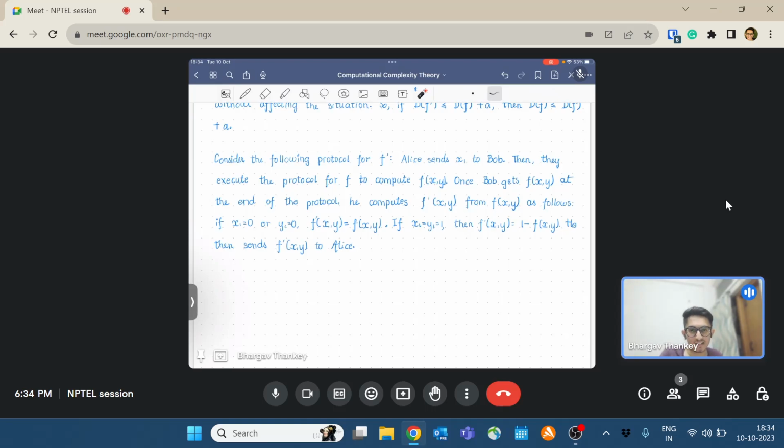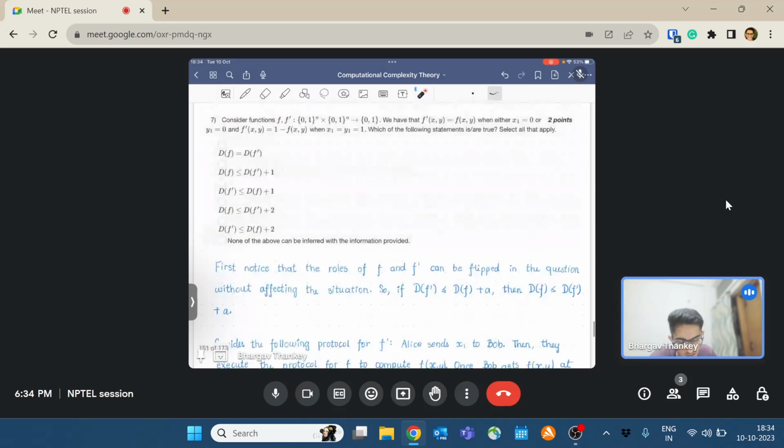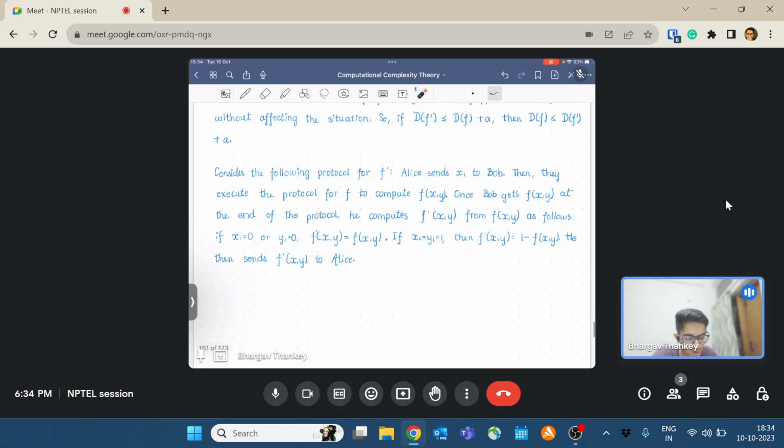Now, first of all, let's convince ourselves that this will work. Alice has sent x1 to Bob, and Bob already has y1. So now Bob knows whether he should, at the end, compute this or this, right? So they execute the protocol, compute f correctly, and then since Bob knows x1 and y1, he can compute f prime(x, y) from f(x, y) properly, right?